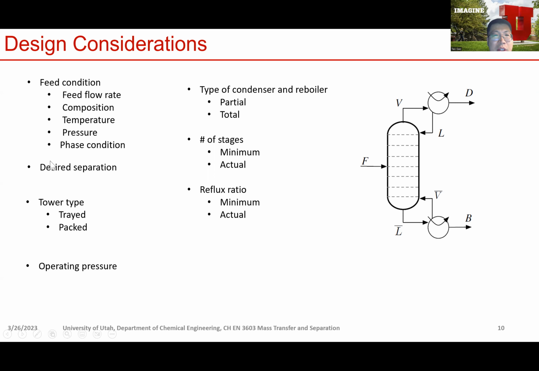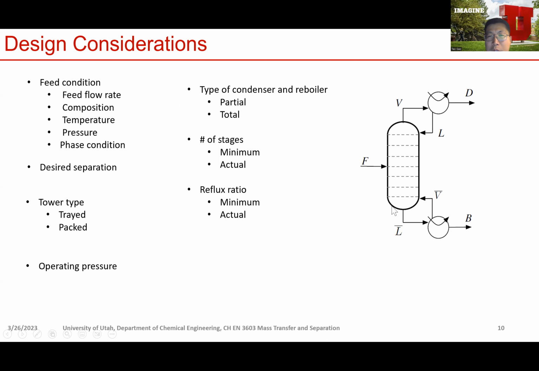Now, we also need to know the desired separation, right? You need to know, for your distillate and for your bottom, what is the desired mole fraction of your product. Okay. And tower type, is it tray or packed? What is the operating pressure? What type of condenser and reboiler are you going to use? If it's partial or total, right? Partial means for the condenser, you only condense part of the vapor, and total means you condense all of the vapor into liquid, right?